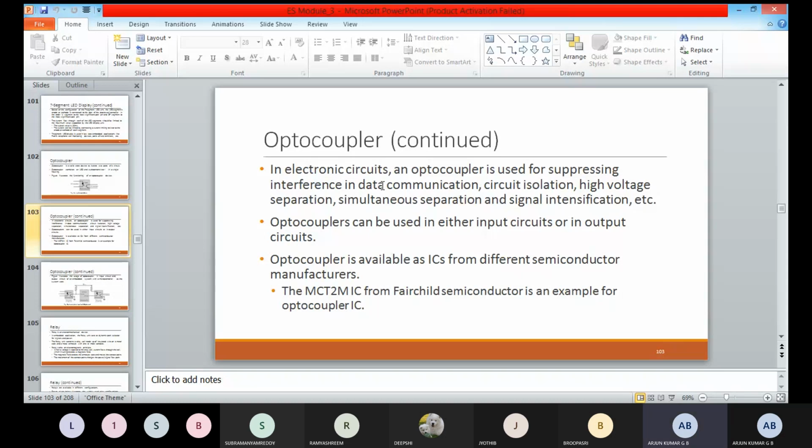Clear? Any doubt regarding this? No, sir. Then next we move on to how the communication happens between the microcontroller and the optocoupler.